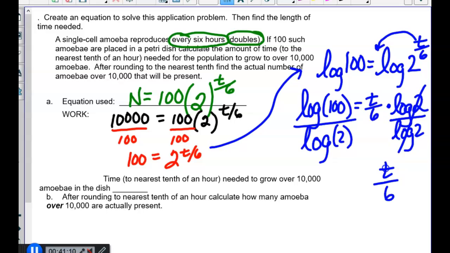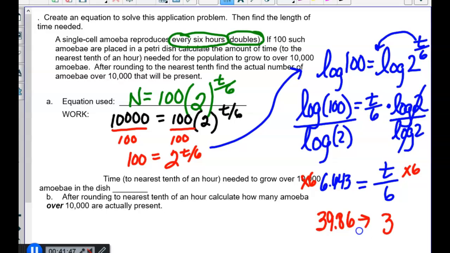So I have t over 6 equals, can someone tell me what that is? 39.863. And before multiplying by the 6? Or, okay, what was it before you multiplied by the 6? 6.643. 6.643. And then to get rid of this 6, we had to multiply by 6. And then it says round to the nearest tenth. So what did you get? 39.86. So that would round to 39.9.